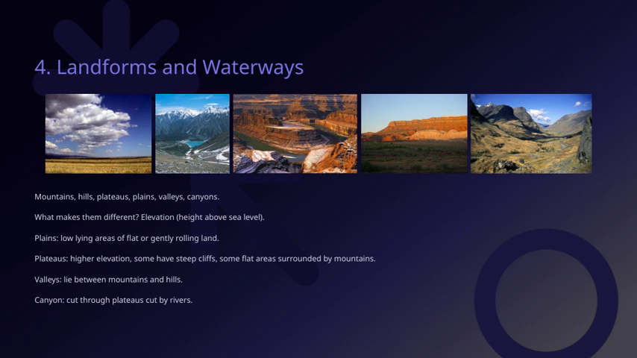So what really makes these landforms different from each other? Elevation, or how high they are above sea level, is a big factor. Mountains are very tall, hills are smaller, and plateaus sit at a higher elevation but with different features.